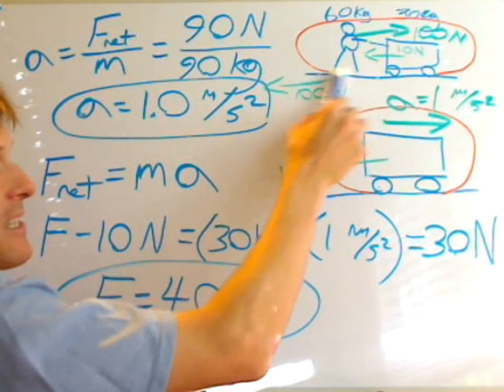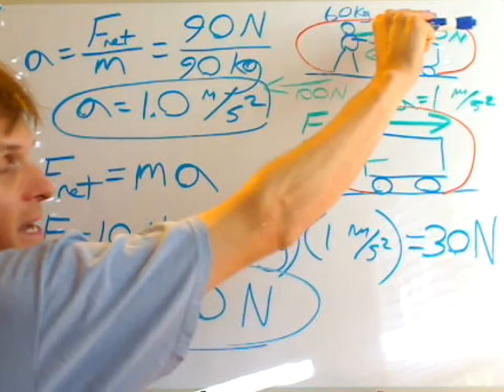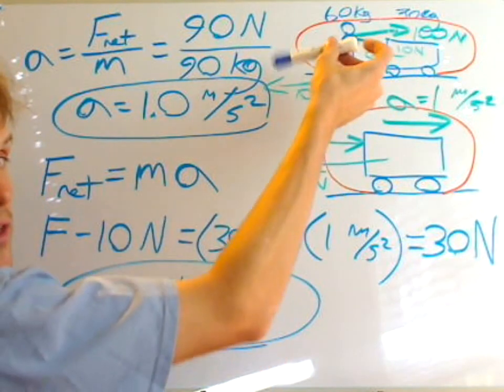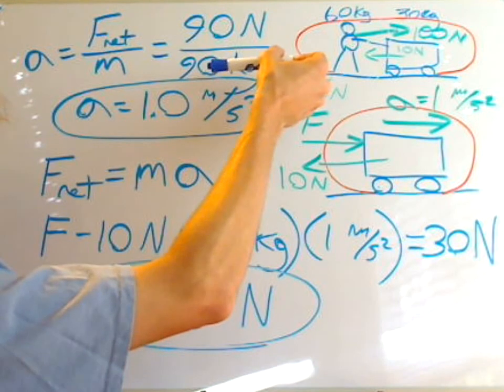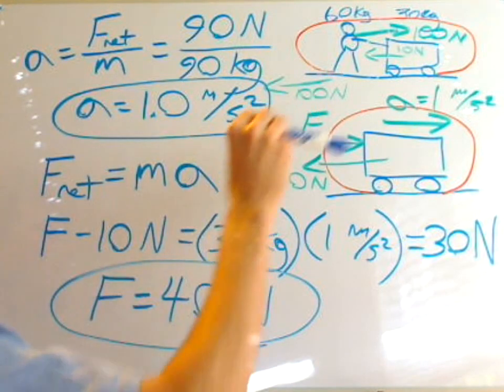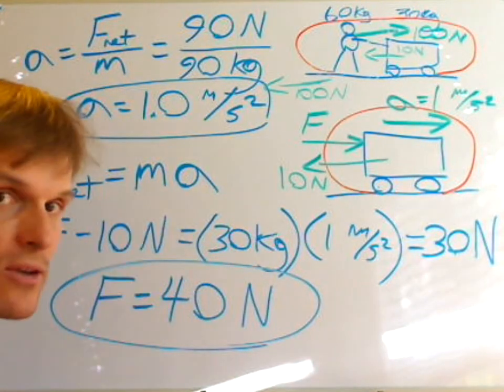Okay? Again, you could have done this also by just considering the person as your system. Okay? And acting on the person, there's a 100 Newton force going to the right, and then the cart pushes back at the person with some force that way, which has to be equal and opposite to the force the person pushes with on the cart. So that's the other way you can solve the problem.